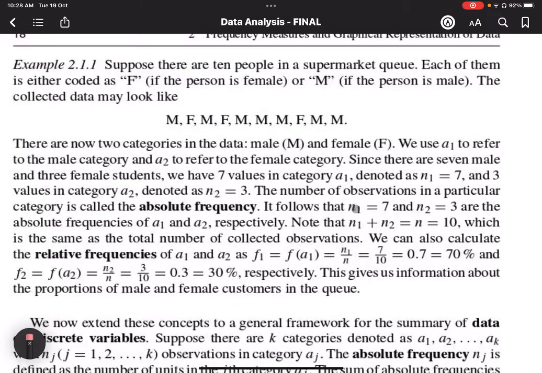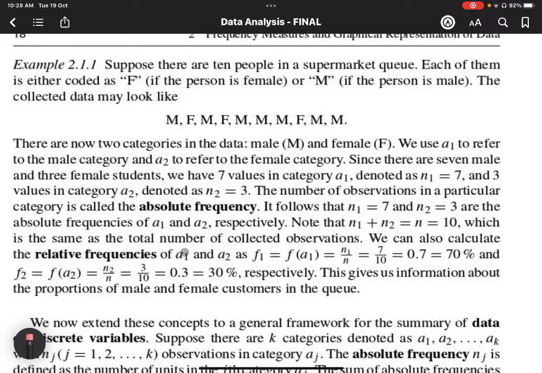The number of observations in a particular category is called the absolute frequency. So N1 and N2 are called the absolute frequencies, the direct total of collected information. It follows that N1 equals 7 and N2 equals 3 are the absolute frequencies of A1 and A2 respectively. Note that N1 plus N2 equals N equals 10, which is the same as the total number of collected observations.